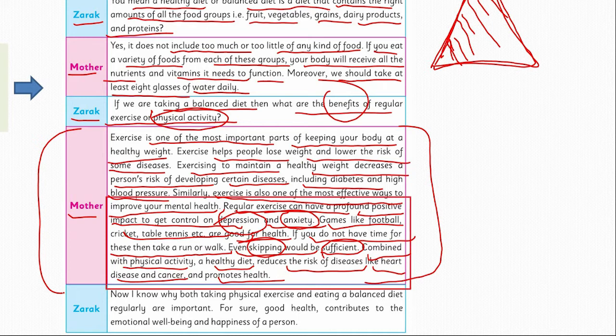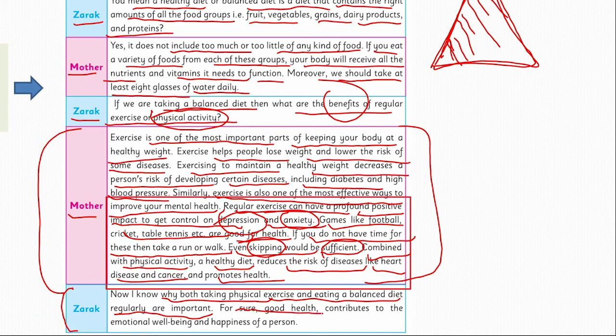And games like football, cricket, table tennis, and all other games too, like cycling, swimming, running, skipping. You can do all kinds of physical activity with the balanced diet. And with these activities, with the balanced diet, you can have good health. Now Zirk says, now I know why both taking physical exercise and eating a balanced diet regularly are important.